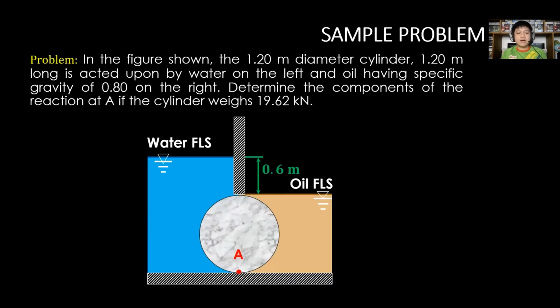For our sample problem, in the figure shown, the 1.2 meter diameter cylinder, 1.2 meter long, is acted upon by water on the left, and oil having specific gravity of 0.8 on the right. Determine the components of the reaction at A if the cylinder weighs 19.62 kilonewtons.